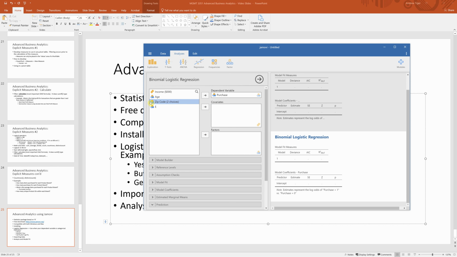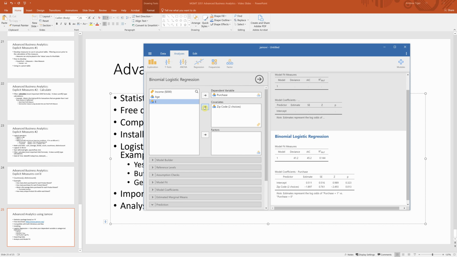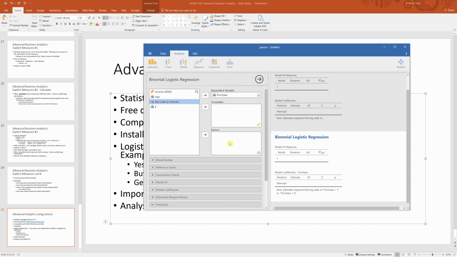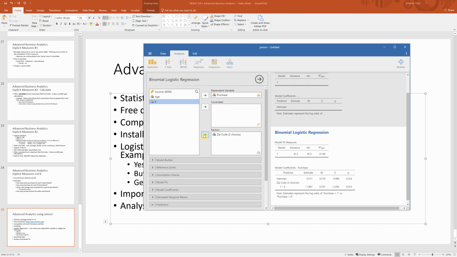Zip code, it is truly 0-1. You don't want to bring it there. You want to bring it in as a factor because it is a 0-1. It doesn't represent 0 and 1. They're not numbers. They're categories. So bring it in as a factor. Once you've done this, you can see there is an R squared that's bigger than 0, and its p-value is actually small. So it is influential.